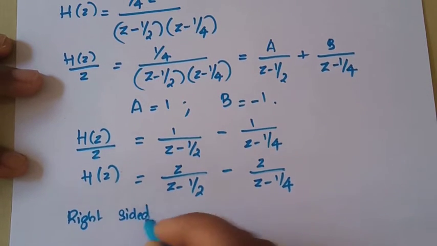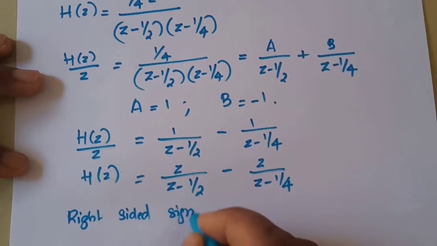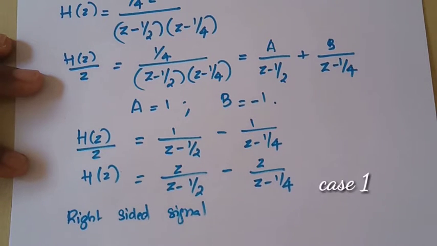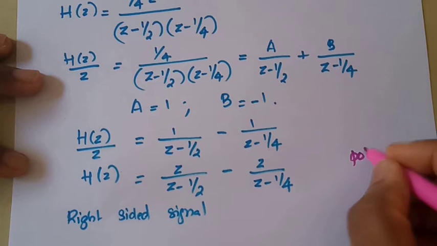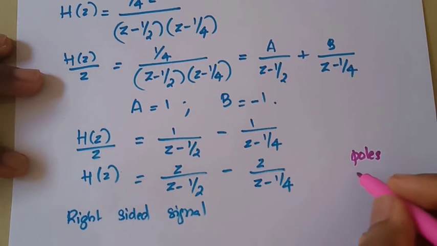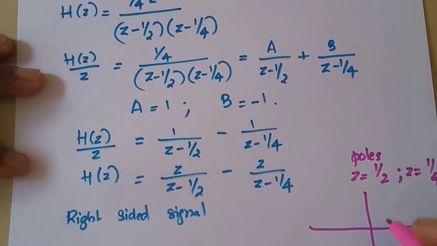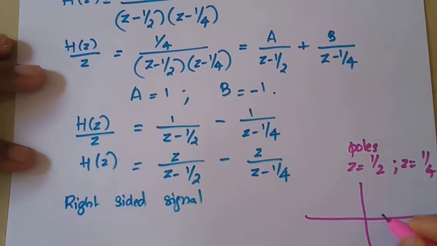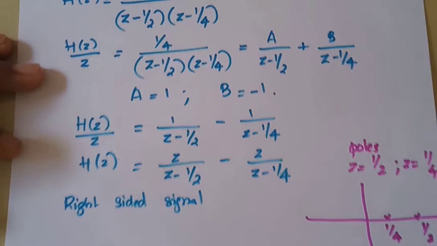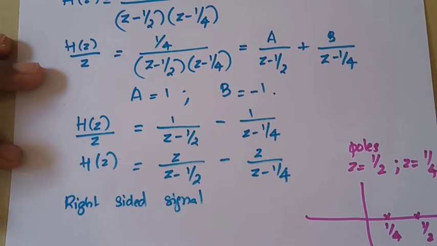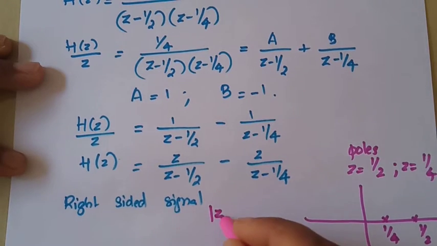So first consider the case of a right sided signal. We find the poles of the given problem by equating the denominator: we get z equal to 1 by 2 and z equal to 1 by 4. Then we draw the z plane, mark the pole values as 1 by 4 and 1 by 2. We are now drawing the ROCs.